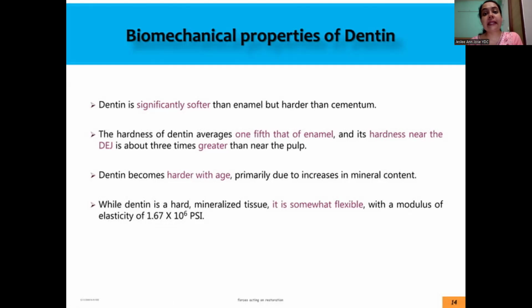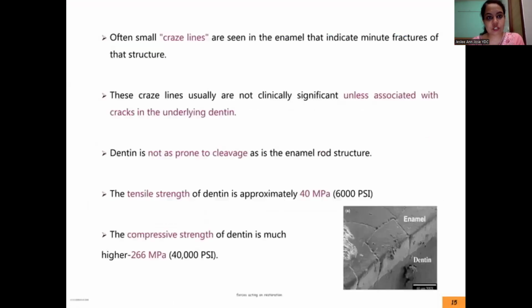It is because of the increased mineralized tissue in the tertiary dentine, and the modulus of elasticity is almost in the range of 1.6 × 10^6 pounds per square inch. Often we see a few craze lines in the tooth. We see them mostly in the enamel, but they are not clinically very significant unless they are associated with an underlying crack within the dentin. And dentin is not as prone to cleavage as the enamel rod structure. The tensile strength of dentin is 40 megapascal and the compressive strength is around 266 megapascal.